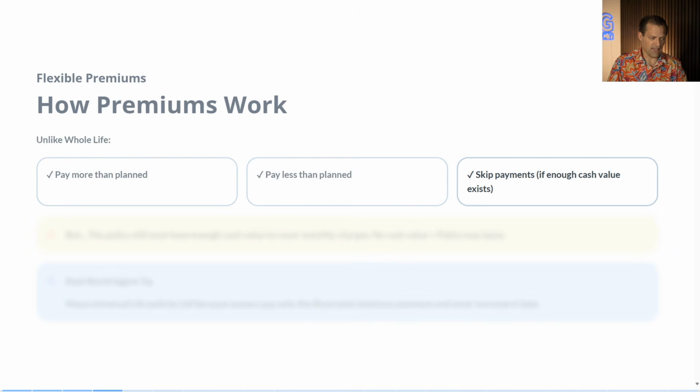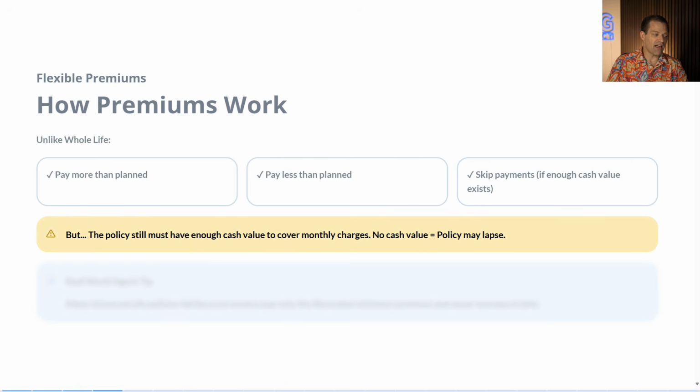So flexible premiums. Let's talk more about that. How do they work? Unlike whole life, you can pay more than planned, you can pay less than planned, and you can skip payments if enough cash value exists. So you have all of these as options. If I have a bad month at work, I don't have to pay, possibly if I've got cash value, or I pay less. Or if I'm doing really well, I can overpay the plan more than what is planned.